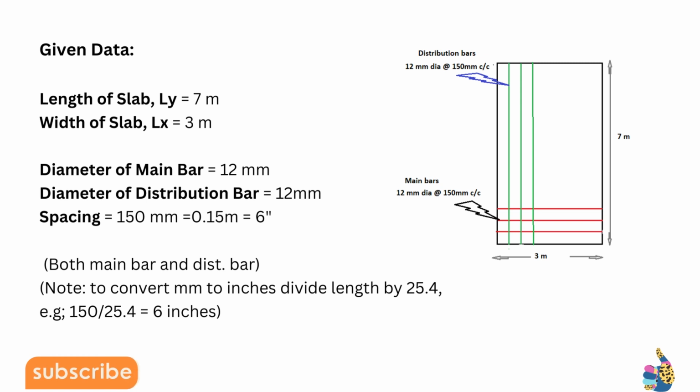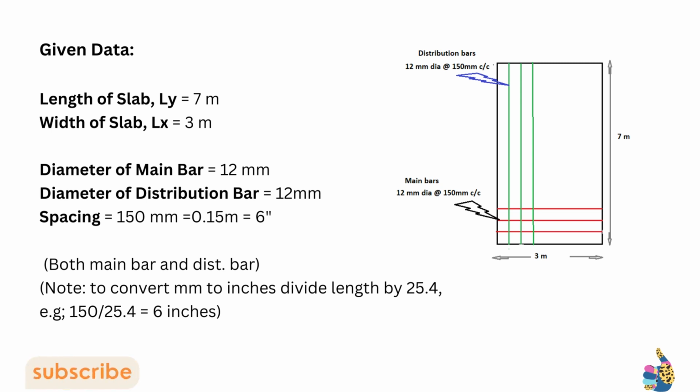Most of the students get confused about how to convert mm into inch. For example, on site we have to deal with inches and feet, so how will we convert mm to inch? Simply we have to divide by 25.4, as I have shown in the example here. 150 divided by 25.4 is equivalent to 6 inches.